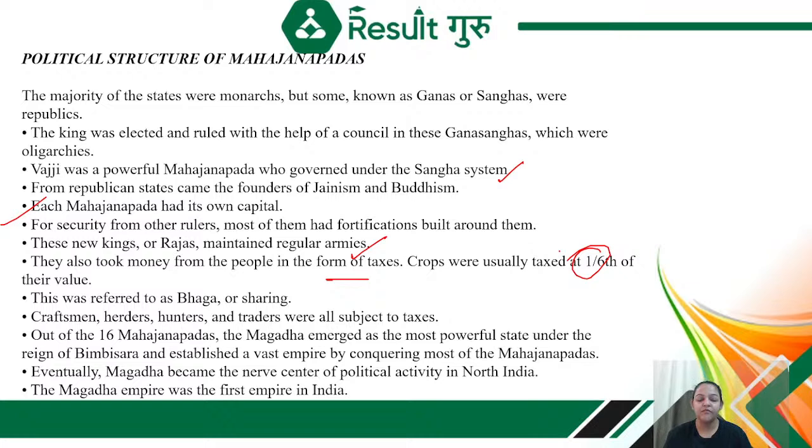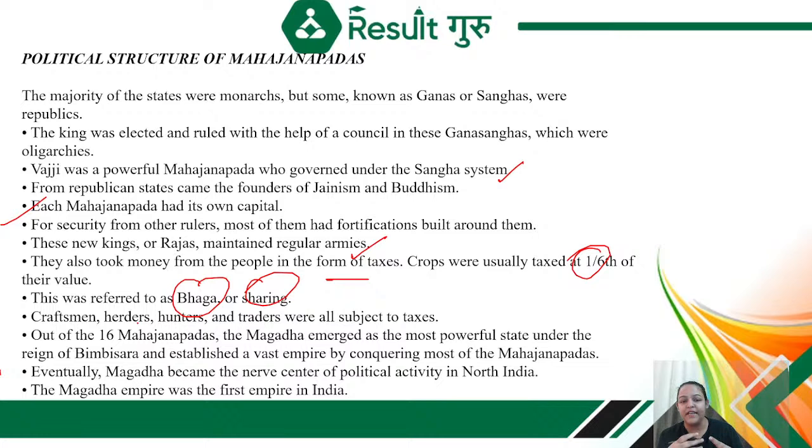Now, this was referred to as bhag or share. Sorry, guys. This was referred to as what? This was referred to as bhag or sharing. What do you mean by this? So this was the bhag or the share of the king. Now, craftsmen, herders, hunters, traders, all of these people were subject to taxes. So there was no profession that would not have to pay taxes. All of them had to pay taxes.